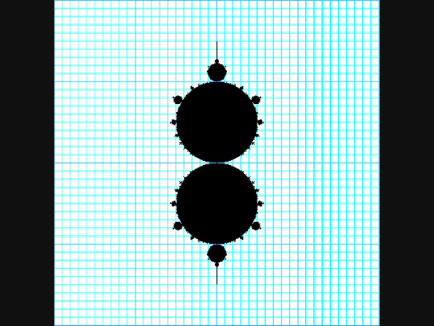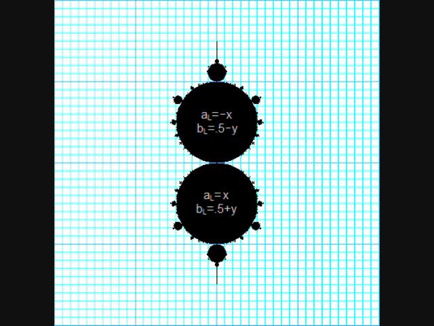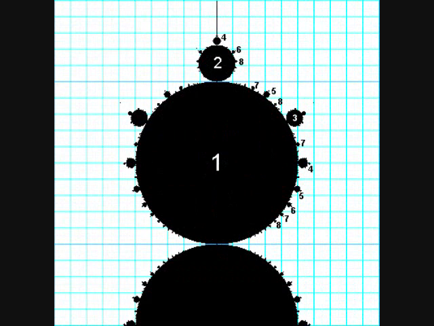Among the extraordinary features of this pattern are the main disks, which are exactly 1 unit in diameter. At any point within the main disk, A sub L and B sub L are easily determined as shown by the equations. At any location within the main disk, A and B each converge to a single value. At any location within the next largest disks, A and B each oscillate between two values. Within the next largest disks, A and B each oscillate between three values, and this increasing complexity within smaller disks continues at smaller and smaller scales.